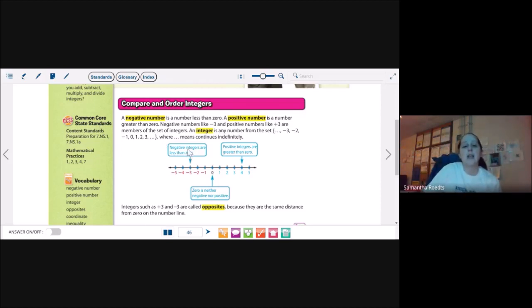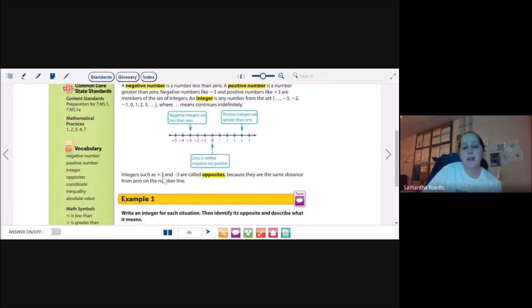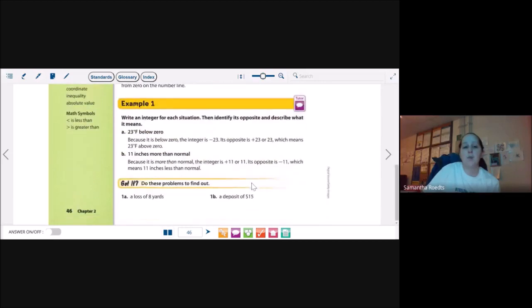Negative integers are less than 0, so you can see they have a negative sign in front of them. 0 is neither positive nor negative, it's neutral. And positive integers are greater than 0. Integers such as +3 and -3 are called opposites because they are the same distance from 0 on the number line.